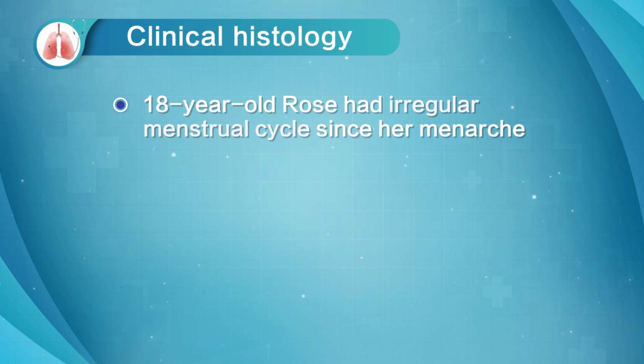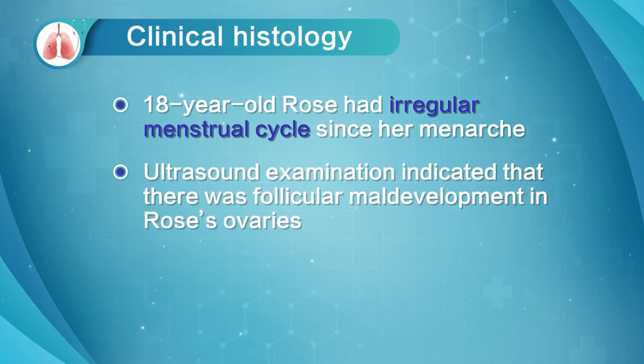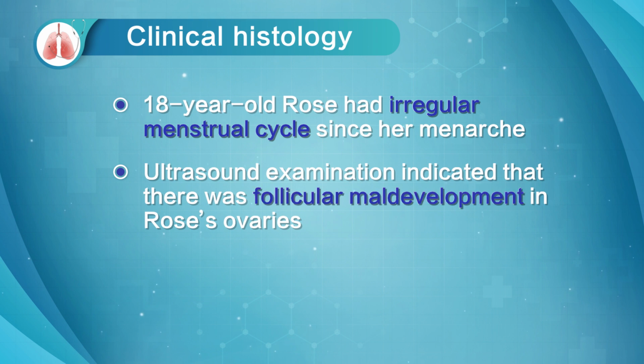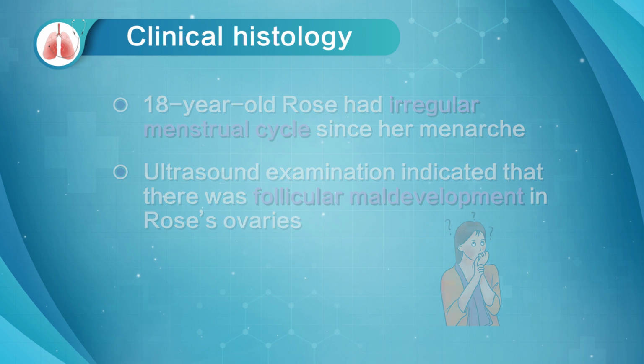18-year-old Rose had an irregular menstrual cycle since her menarche. Rose realized it may be abnormal for a woman and went to see the doctor. Ultrasound examination indicated that there was abnormal follicular development in Rose's ovaries. Rose's question was, what are the possible reasons and influences of my ovarian follicular abnormal development?